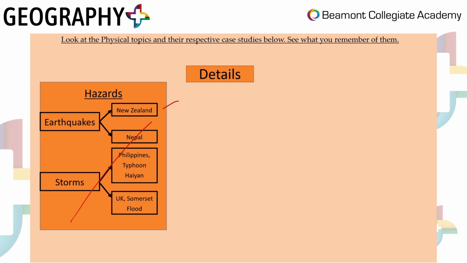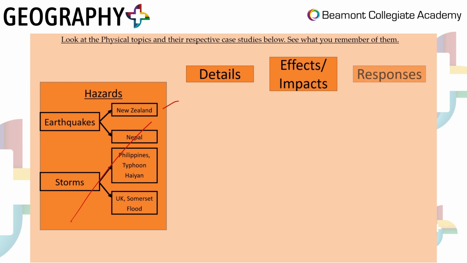You need the effects and the impacts of the hazard on the place, so social, economic, environmental, what's happened to the people, to the money, to the environment. And then, how did the people react? What were the responses, both in the short term and in the long term?